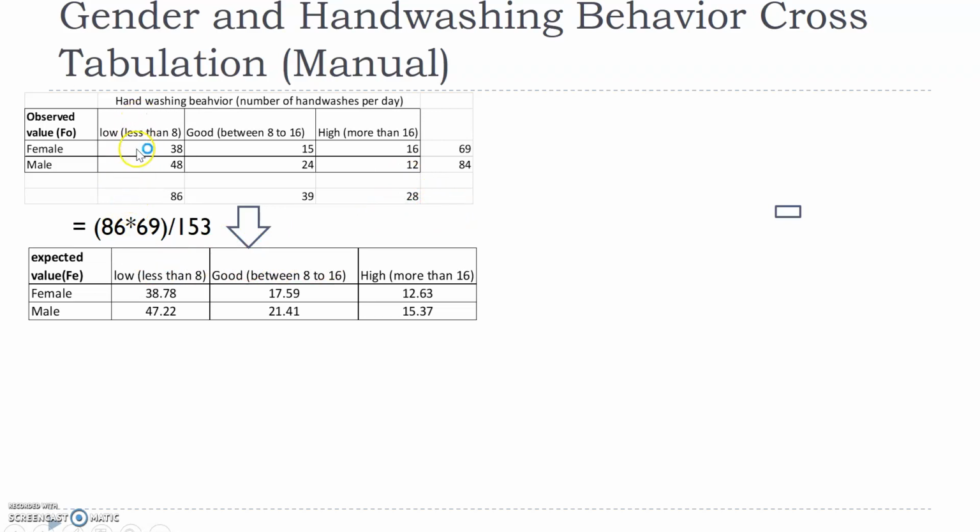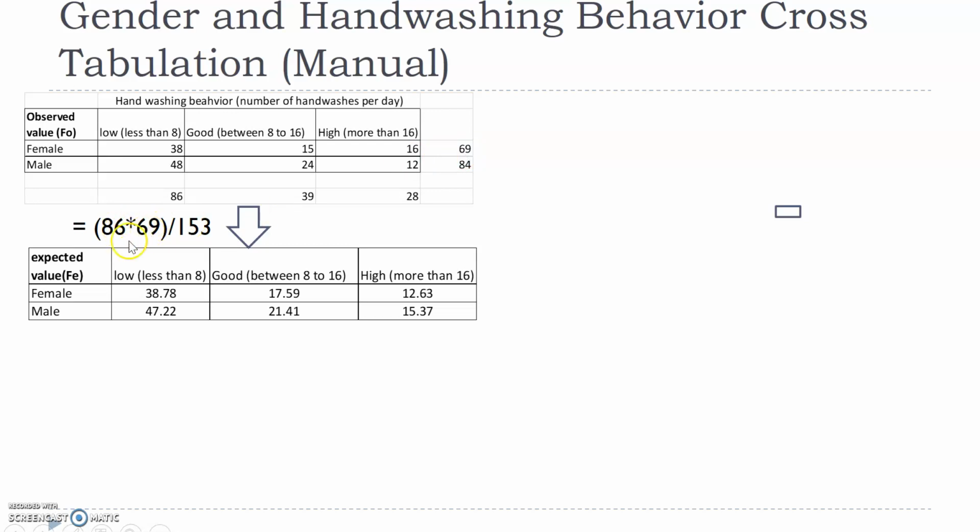So again I'll repeat. I am calculating the first cell. First cell is female low. What is the expected frequency? How will I find out? I'll find out the column total. Column total is 86. I'll find out the row total. Row total for that particular row is 69.